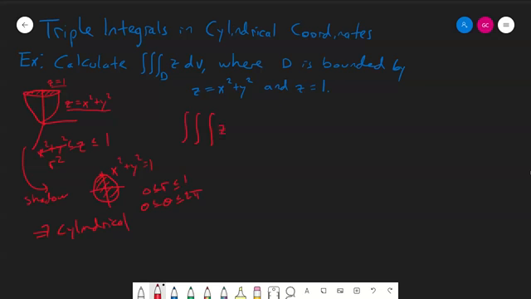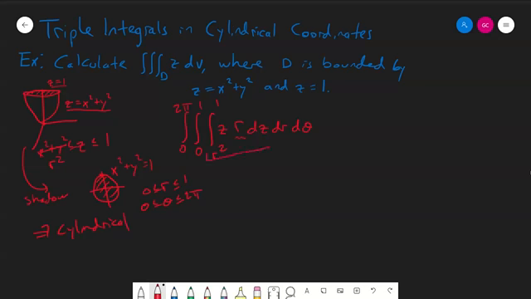So we're going to integrate with respect to z and then r and then theta. Z goes from r squared to 1, r from 0 to 1, and theta from 0 to 2 pi. And also, you're going to get an extra factor of r. Again, this is just because when you're integrating using polar coordinates, you get an extra factor of r, and so that same factor shows up for cylindrical integrals.